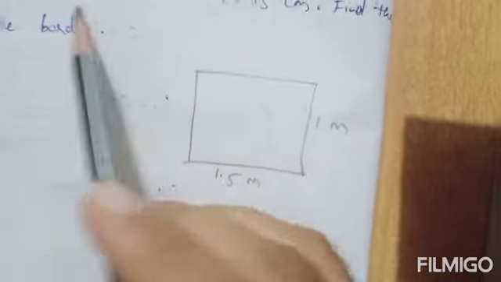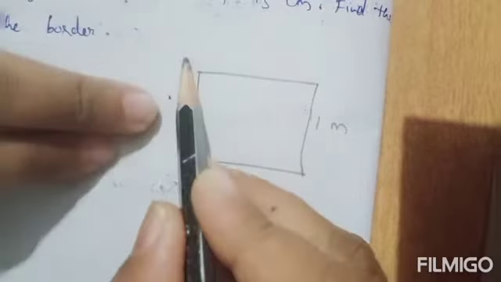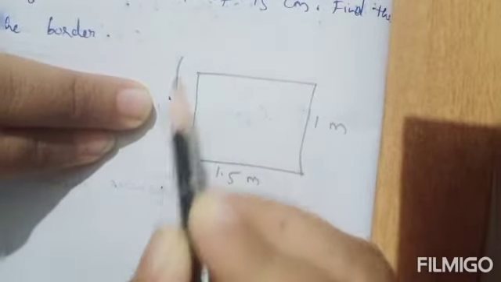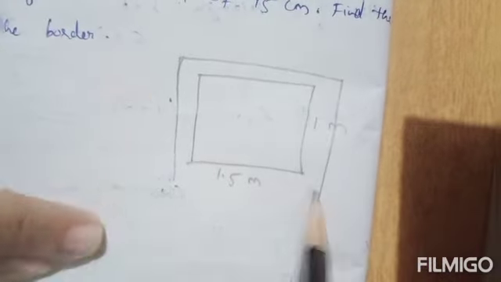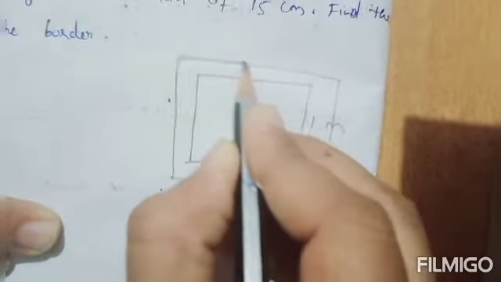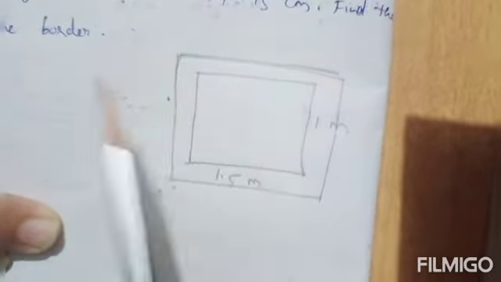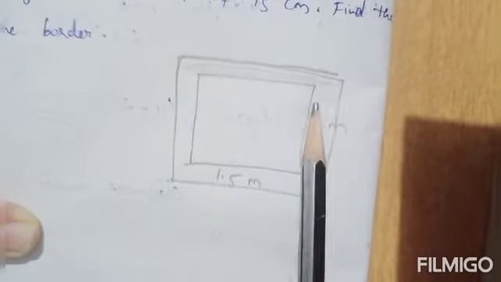Okay, now it is bordered with a lace of uniform width. So bordered means it will be outside this tablecloth. Its width, this is lace. This thing is lace. This is the border of the tablecloth. That is its lace.